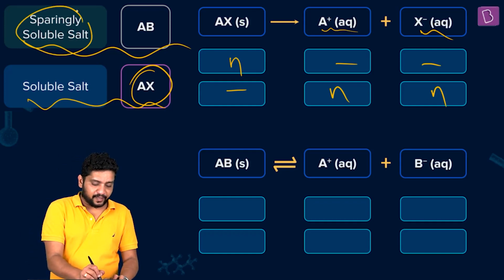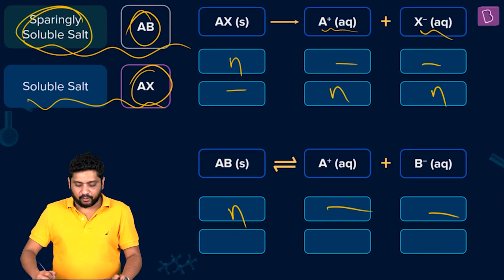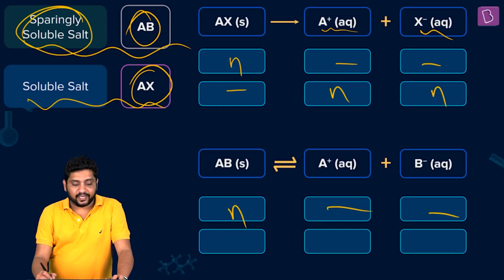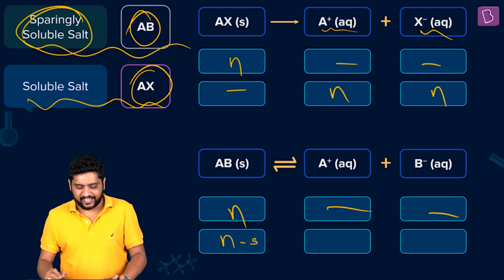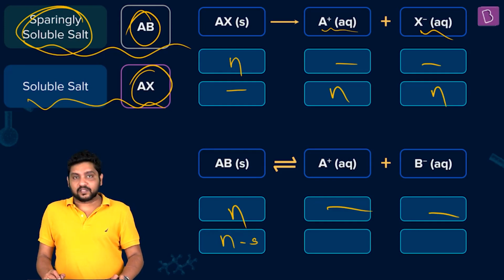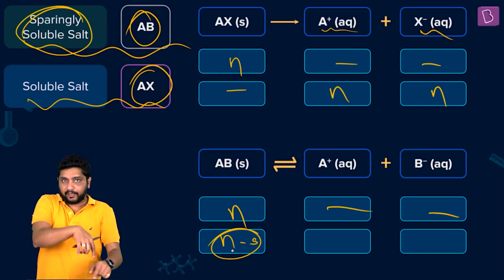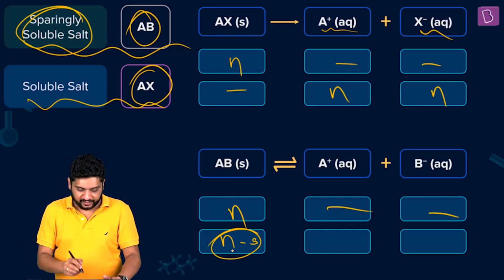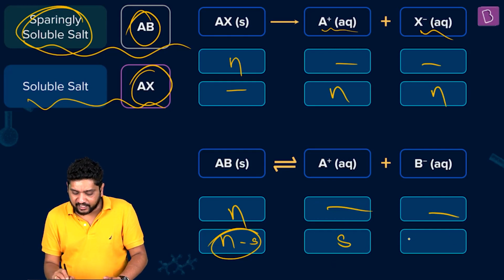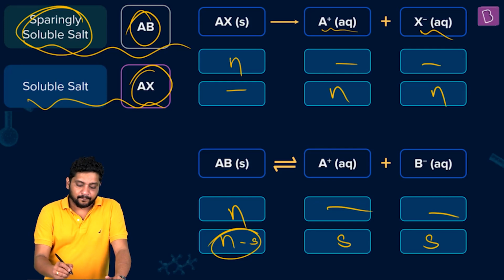On the other hand, if I have a sparingly soluble salt AB and I take some n moles, originally A plus B minus was not in solution, but now the number of moles that dissociate will be a very small quantity. Let's call it S. So let's say S moles dissolved out of this. The remaining n minus S is going to be in precipitate form. Remember the lead chromate, the yellow thing that was there in the beginning? That is this n minus S, and we will get S moles of A plus aqueous and S moles of B minus aqueous in your solution.